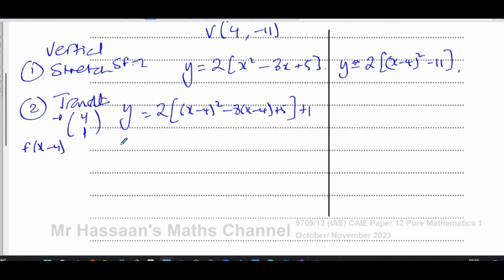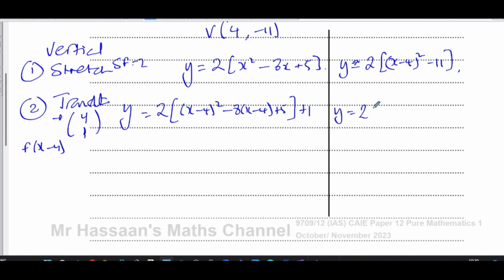And then plus 1 to the whole function. So this should give us the correct answer for what the equation of the transformed curve looks like. So should this. If I do the same thing here, I'm going to replace the x with x minus 4.